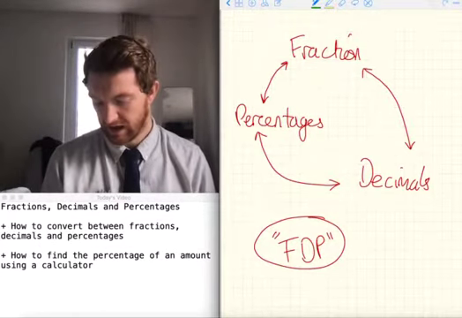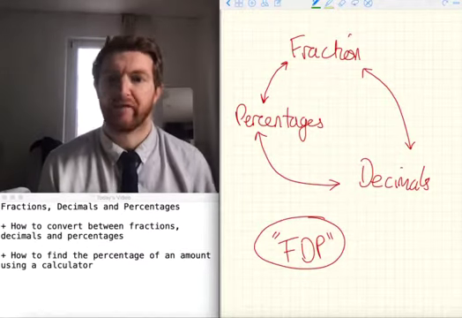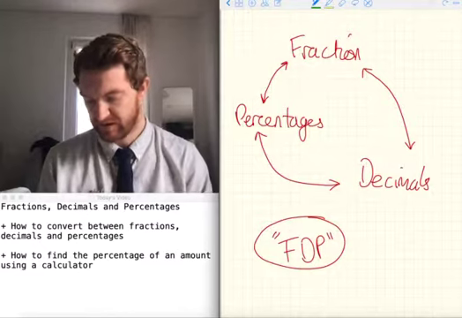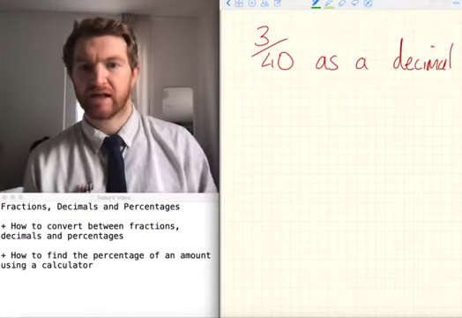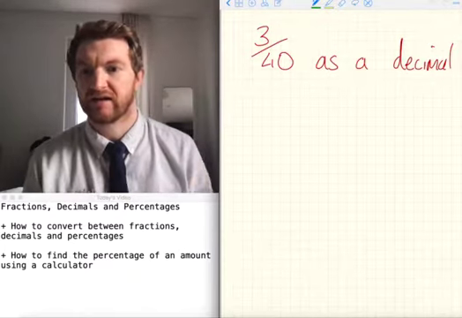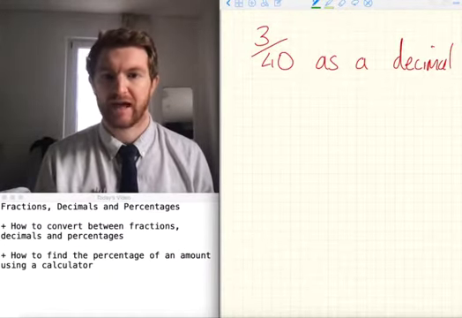So let's jump in, and you'll hear me talking about FDP: F for fraction, D for decimal, and P for percentage. So let's look at the first one. Feel free to take notes in your book, or to pause the video at any point, or to rewind and go back. The first one we're going to look at is how to do 3/40 as a decimal.